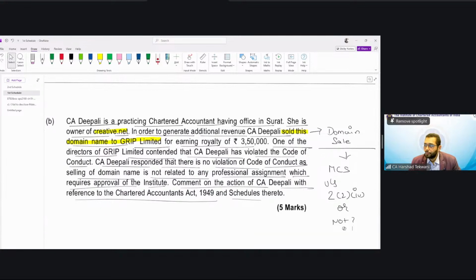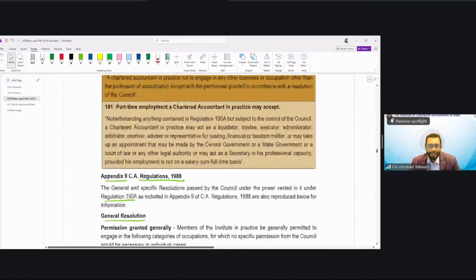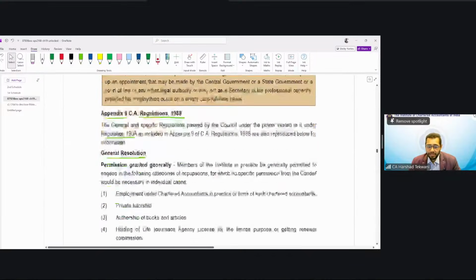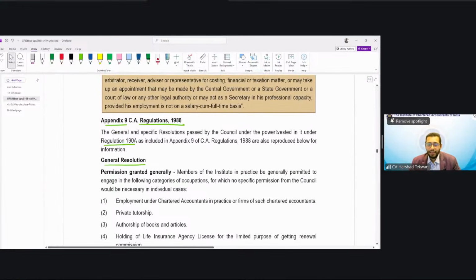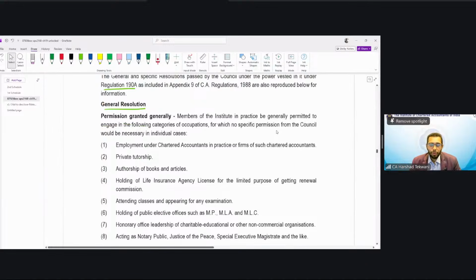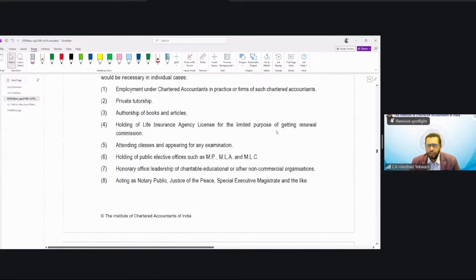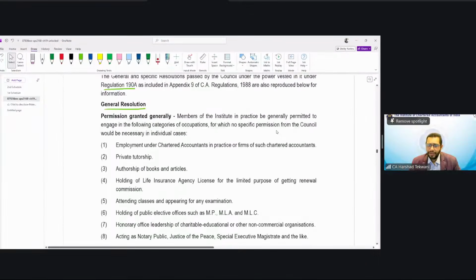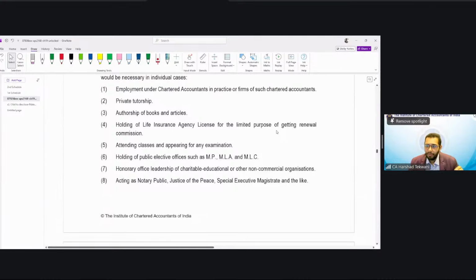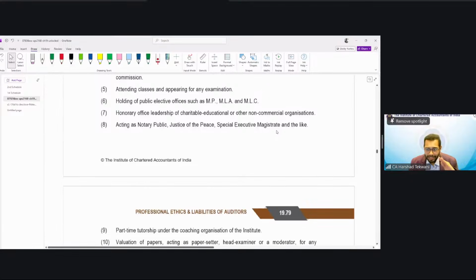So we have this Regulation 190A and Appendix 9 of the CA Regulations, which is covered by the 190A. Now, basically there are two sections: general resolution and specific resolution. Now we have gone through the general resolution part, or areas where the permission is granted generally, and over there you might remember there is nothing with respect to the domain.